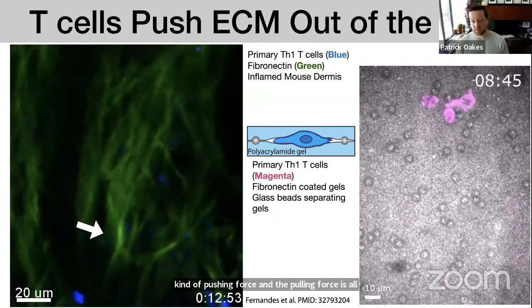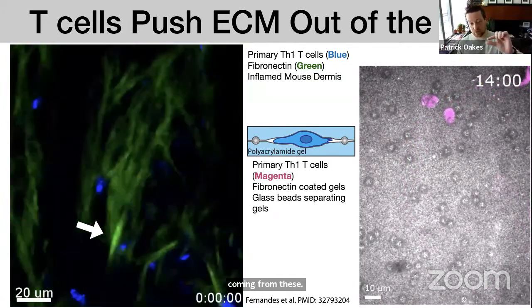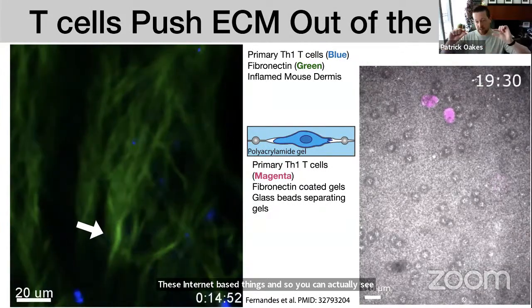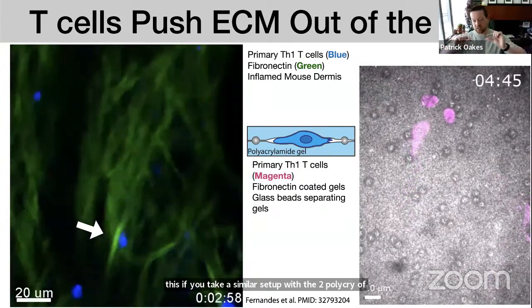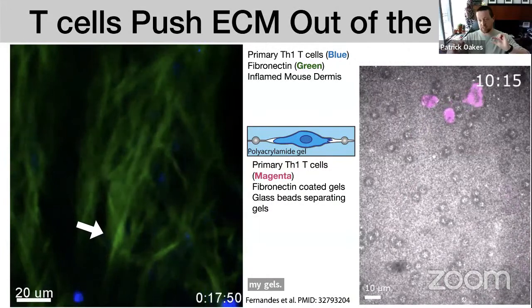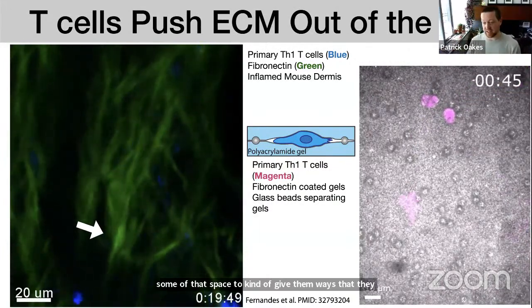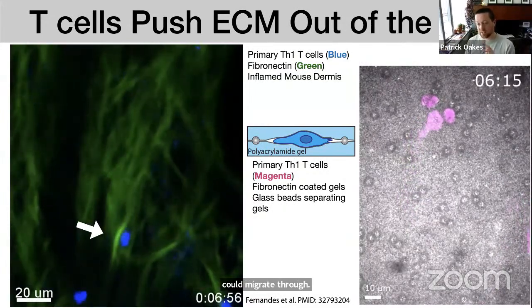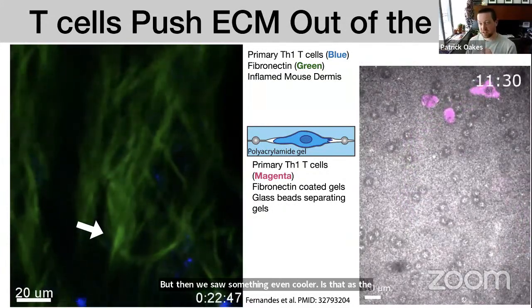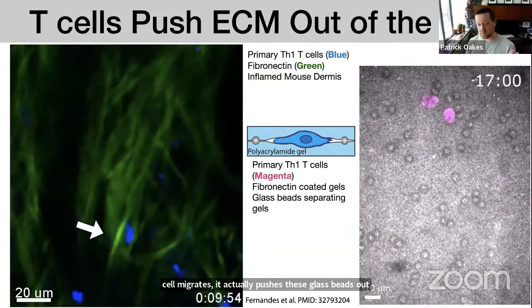And so you can actually see this if you take a similar setup with the two polyacrylamide gels, and now we put a bunch of glass beads in between the two layers. And so the idea here was to try to create some of that space to give them ways that they could migrate through. But then we saw something even cooler, is that as the cell migrates, it actually pushes these glass beads out of the way, right? And so you can see they're very stationary until a cell comes by.